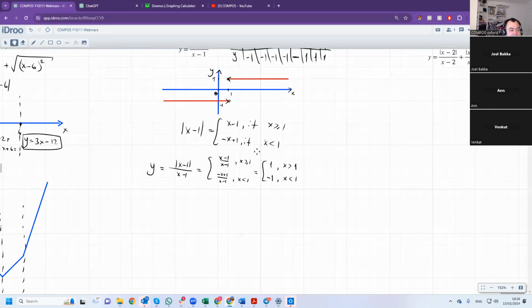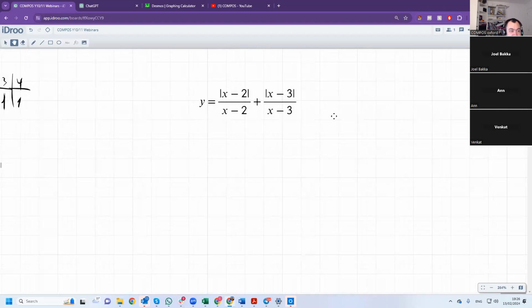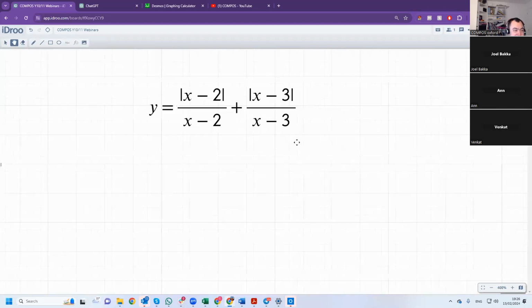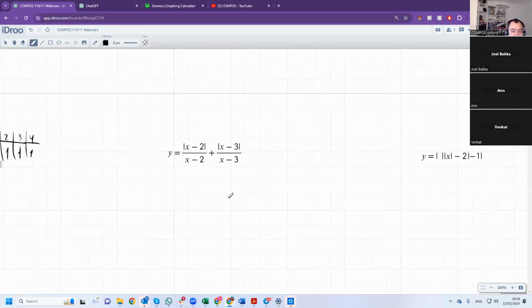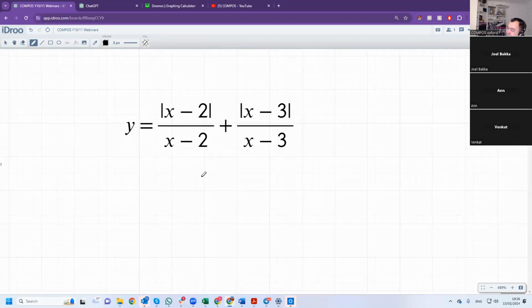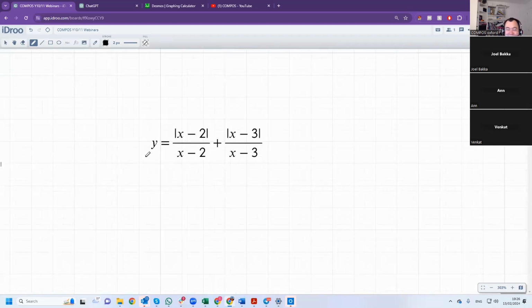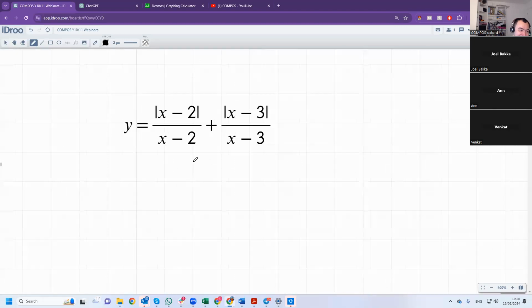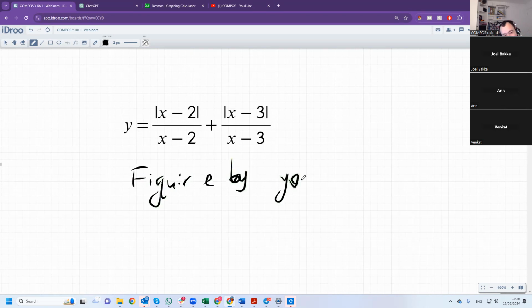And this graph, that's an interesting one. It's the same idea. You know what? I'll leave it to you. Try to figure it out for yourself.